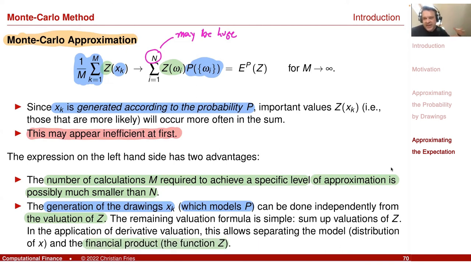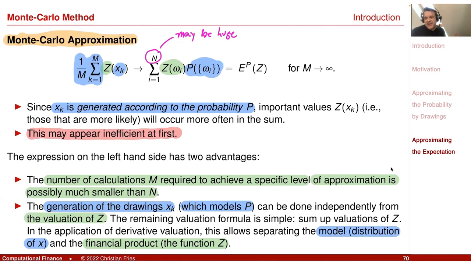How much do you pay in which scenario? And the sequence is associated with the model. So what are the possible values of your underlying quantity? And that's actually already the Monte Carlo method. So we approximate the expectation with such a sum.